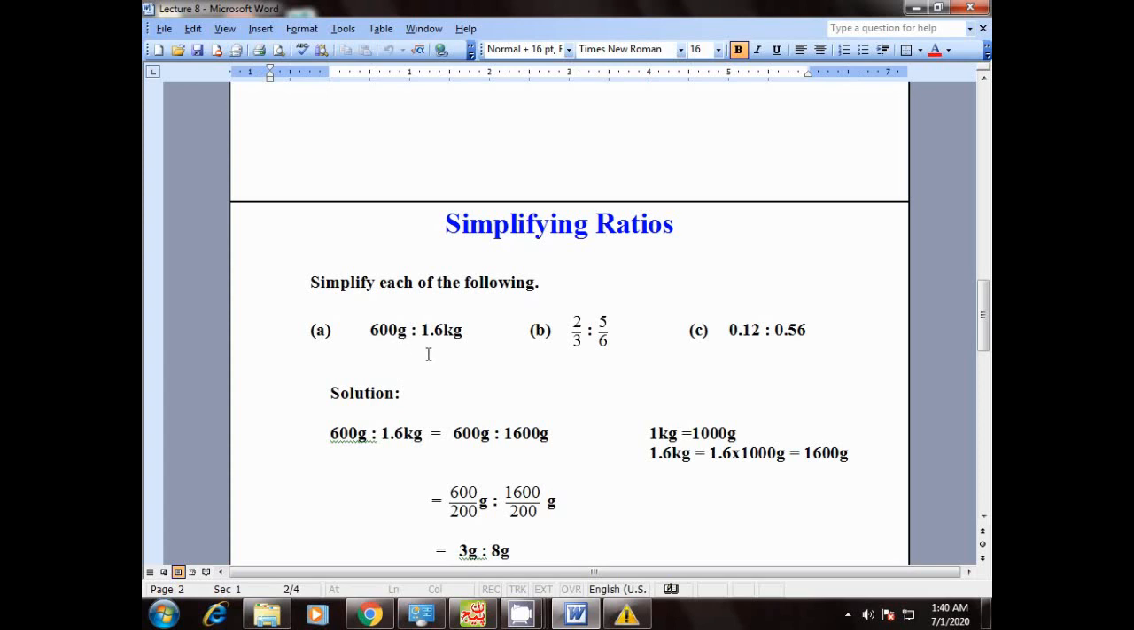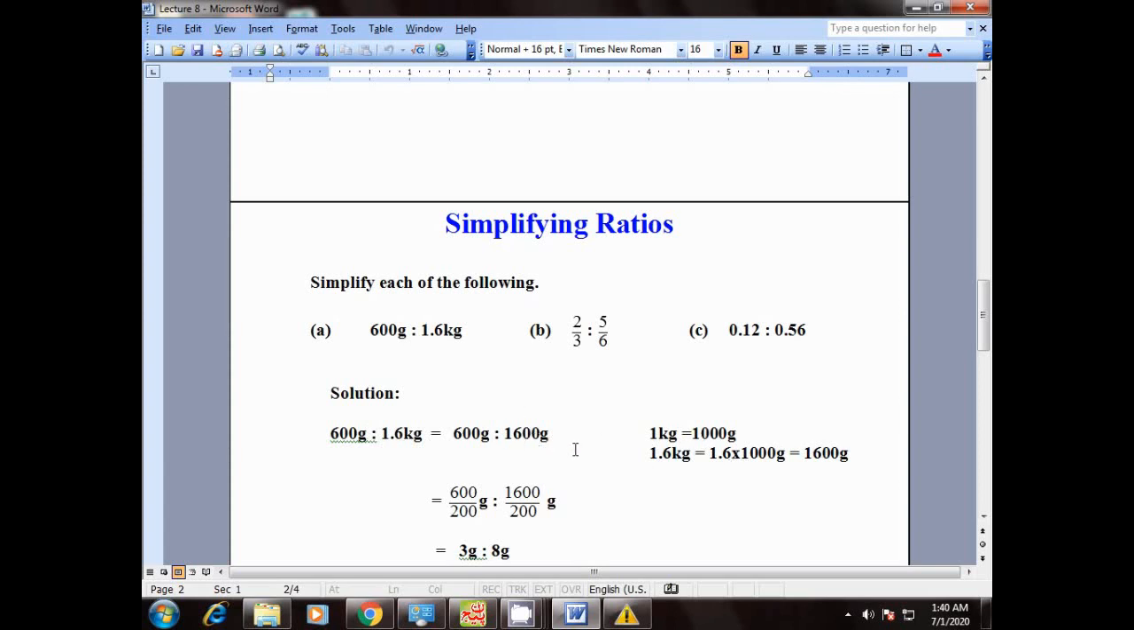600 gram ratio 1.6 kilogram. We know that 1 kg is equal to 1000 gram. Then 1.6 kilogram will equal 1.6 multiplied by 1000 gram. If you multiply 1.6 by 1000 gram, you will have 1600 gram, which means 1.6 kg is equal to 1600 gram. Since we have converted this kg into gram, we will replace this 1.6 kg by 1600 gram because they are both the same.